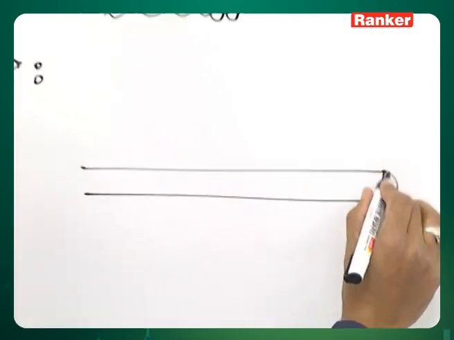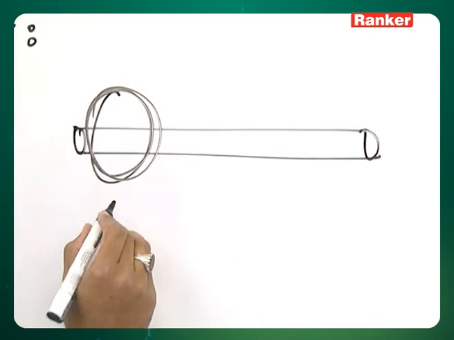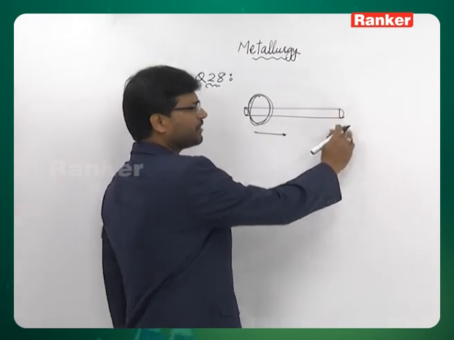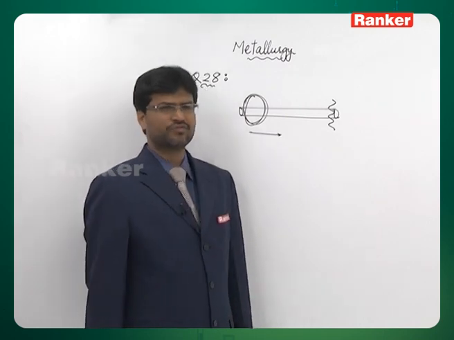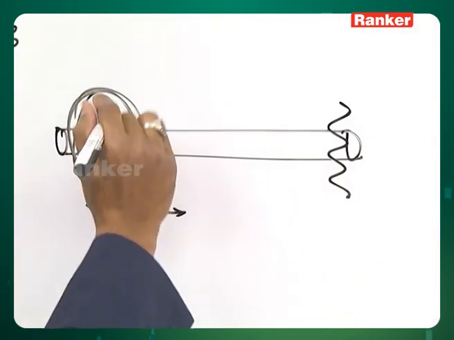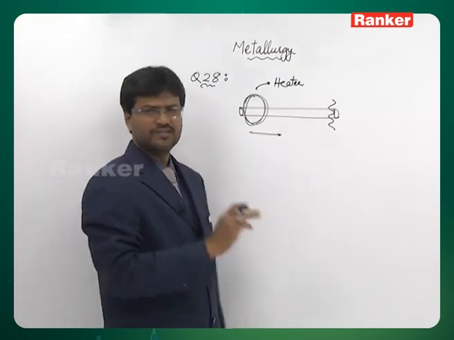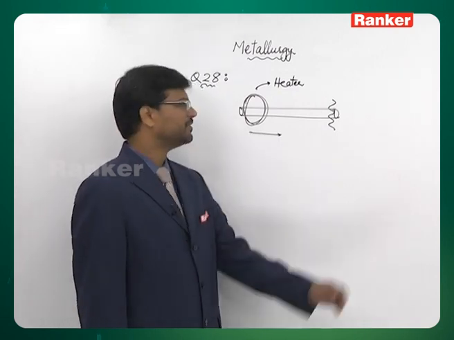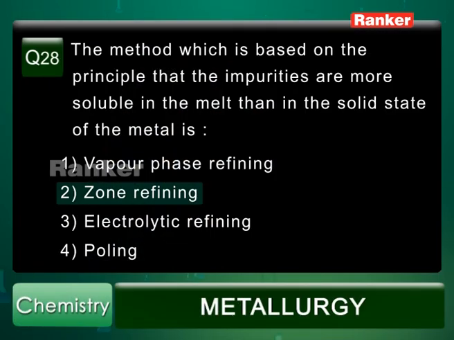The metal is made into a rod and a circular heater is used for heating it. The heater is made to pass from one end to the other. All the impurities are driven to one corner, which is discarded. So this is called zone refining. When you are passing the heater from left to right, the molten part of the metal also moves in one particular direction and it will carry the impurities to one corner, and this corner is discarded. The correct answer therefore is second option, zone refining.